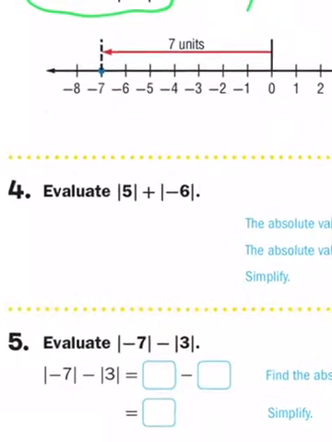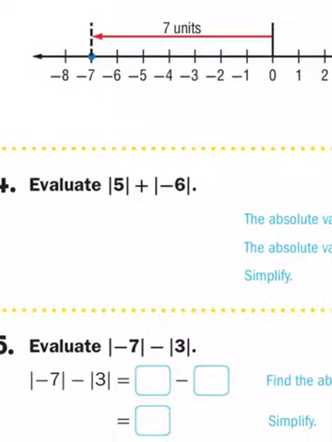Now, in 4, they make it a little more complicated. They turn it into a math problem. It says evaluate. Watch how I read this, guys. Evaluate the absolute value of 5 plus the absolute value of -6. All right. So when I solve these, this is what I do. I know the absolute value of 5 is 5, plus the absolute value of -6 is 6. Think about it for a second. 5 is 5 units away from 0 on a number line. -6 is 6 units away from 0 on a number line. So once I rewrite it, I just solve it. 5 plus 6 is 11.